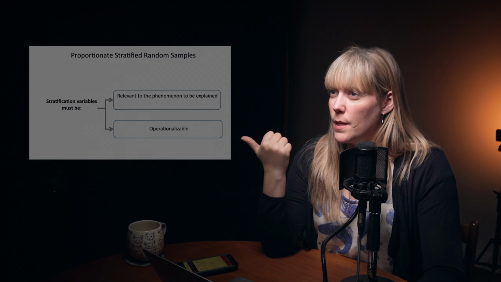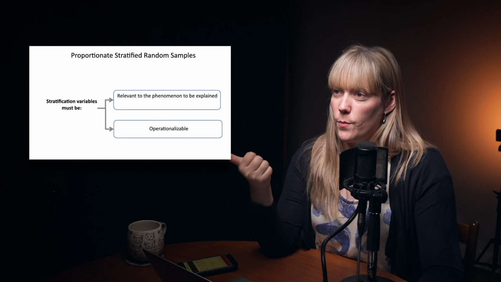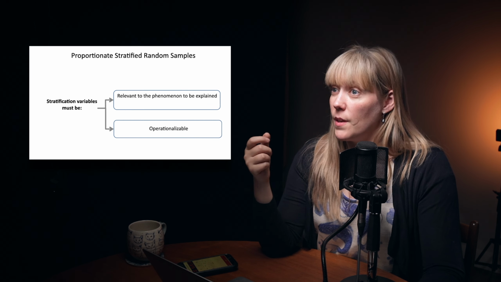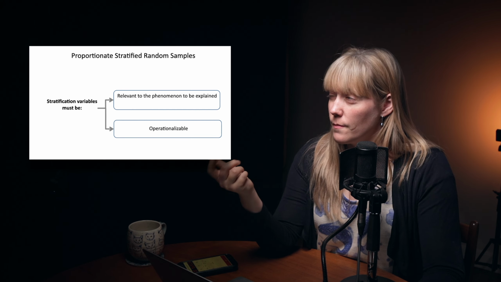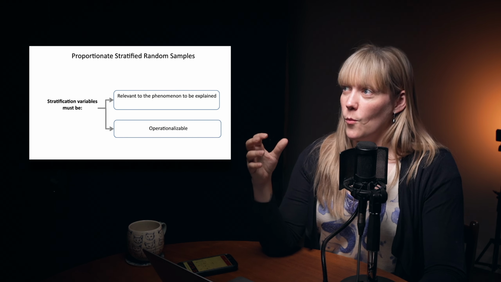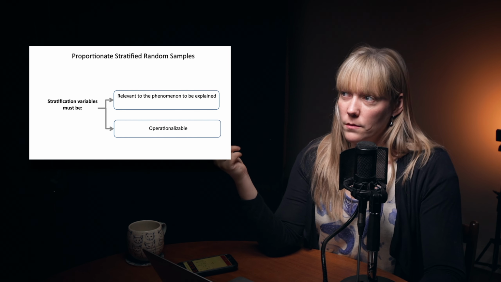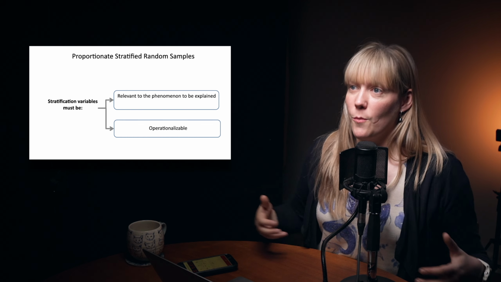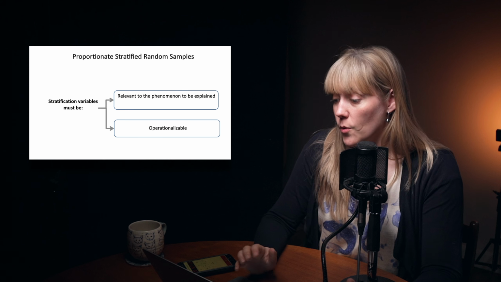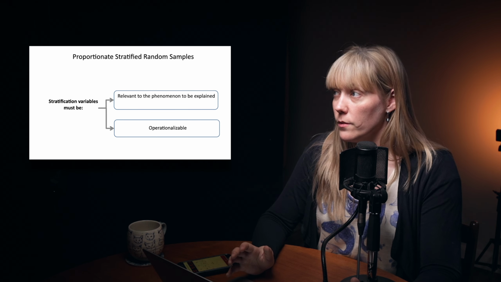The stratification variables, the things that we divide into groups, need to be two things. They need to be relevant to our research question, relevant to the stuff that we want to explain. And they need to be things that we can actually operationalize. If you remember operationalization from the beginning of the course, we need to be able to operationalize our stratification variables when we're using this technique for generating a sample. And they also need to be relevant.